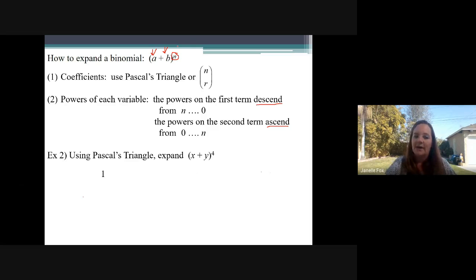I like to write down my coefficients first. I'm going to consult Pascal's triangle, row 4 right here on my paper. It says 1, 4, 6, 4, and 1. I'm going to write those coefficients, and they all have plus signs in front of them. So 1, 4, 6, 4, 1. There are, in fact, 5 terms.